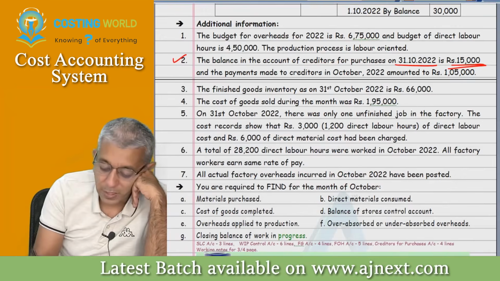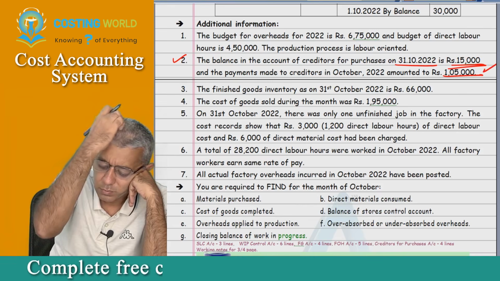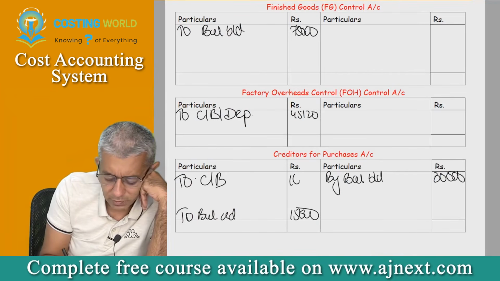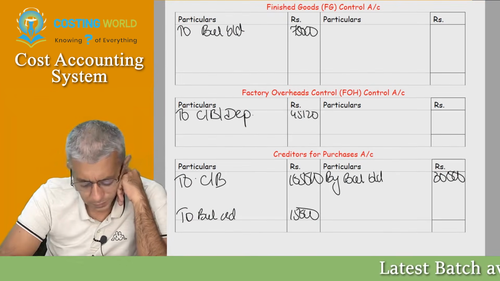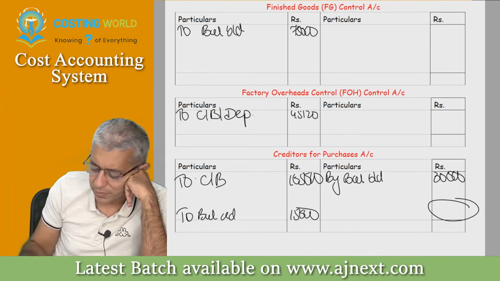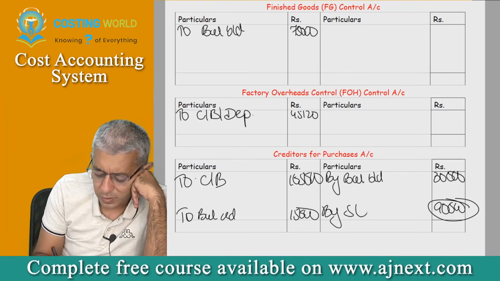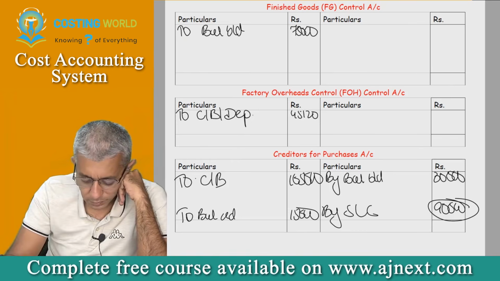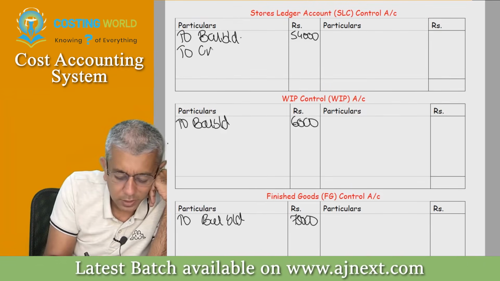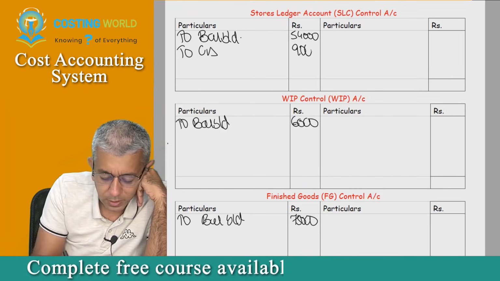Okay, and the payments made to them is 1,05,000. Tell me, whenever you're paying the creditors, what will be your entry? Creditors to cash bank. Write down 1,05,000. Now, everybody tell me, the balancing figure on the credit side will represent what? Purchases, no? So I should be writing by SLC over here. Come over here, write down to creditors 90,000.